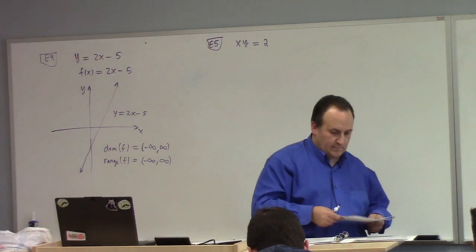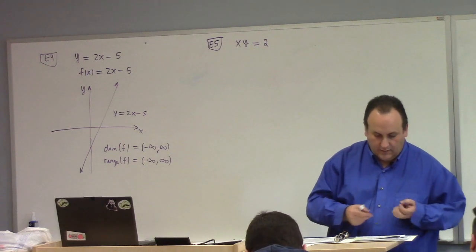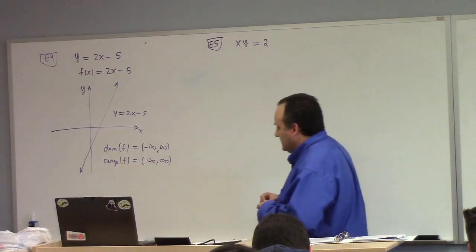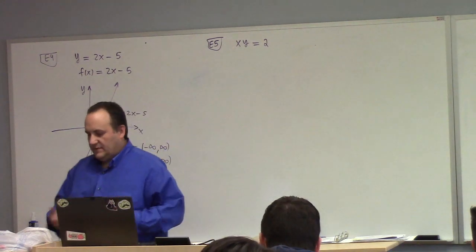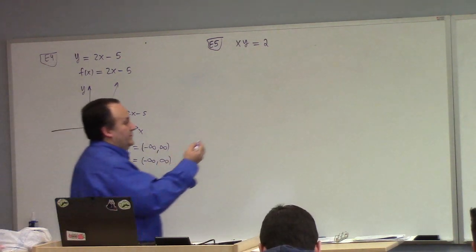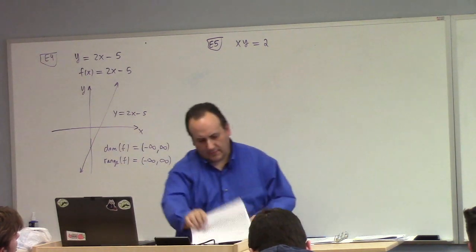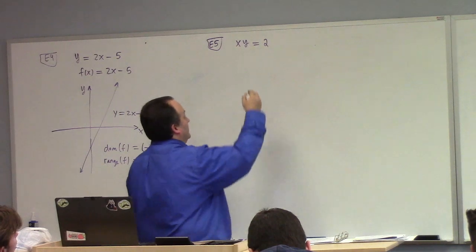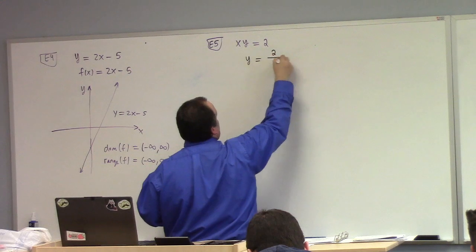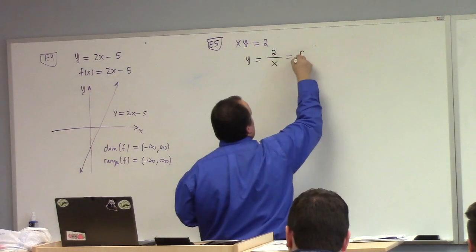All right. Now, what's next here? So next problem, I give us the equation xy equals 2. This would be the graph of what function? If we solve for y, 2 over x. So your function is f of x equals 2 over x.